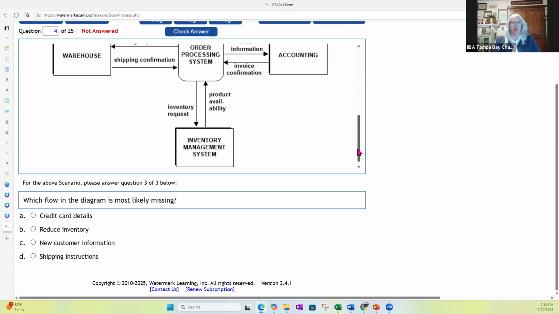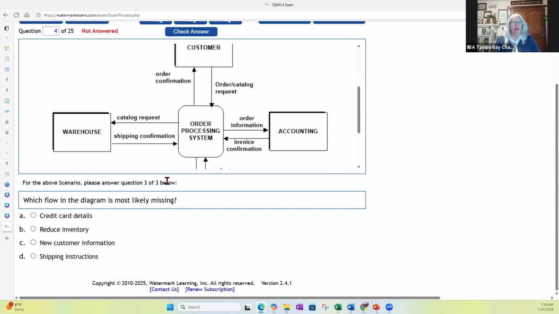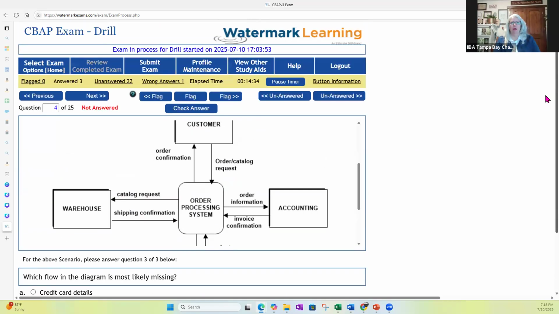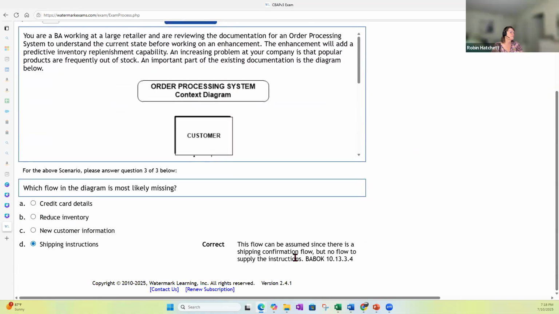New customer information, that's going to be in your CRM, your customer, not in the order processing system. Shipping instructions, it seems like it'd be part of the order, and you do have shipping confirmation and catalog requests, but you don't have shipping instructions going to the warehouse. Does that make sense? So let's test shipping instructions. And I'm not infallible here. Let's find out. This flow can be assumed since there is a shipping confirmation flow, but no flow to supply the instructions.